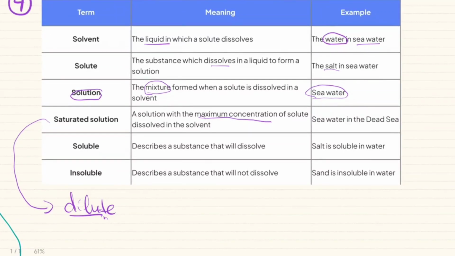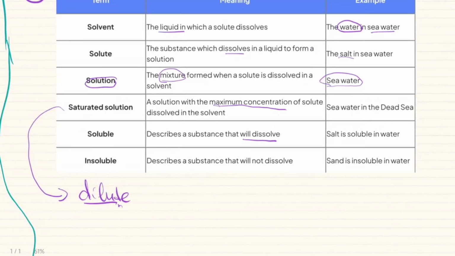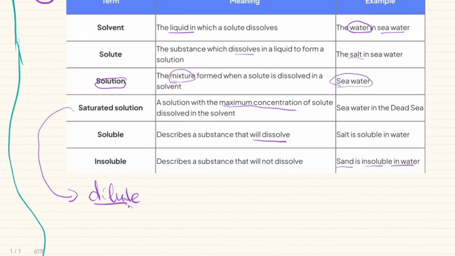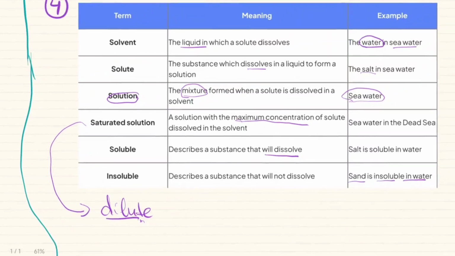Soluble describes a substance that will dissolve in a solution, and for example salt is soluble in water, so salt can easily dissolve in water. And insoluble describes a substance that will not dissolve, so sand is insoluble in water, so sand cannot dissolve and become part of the solution in water.